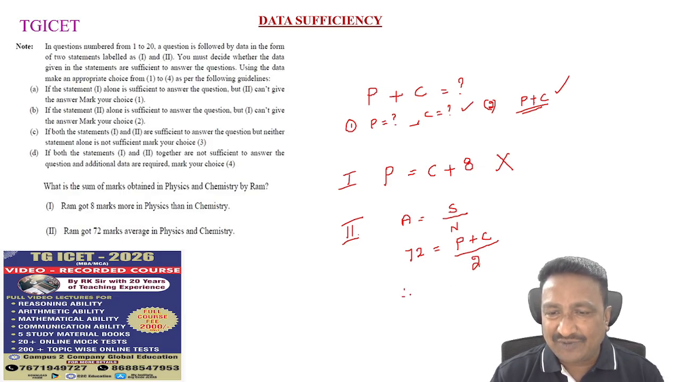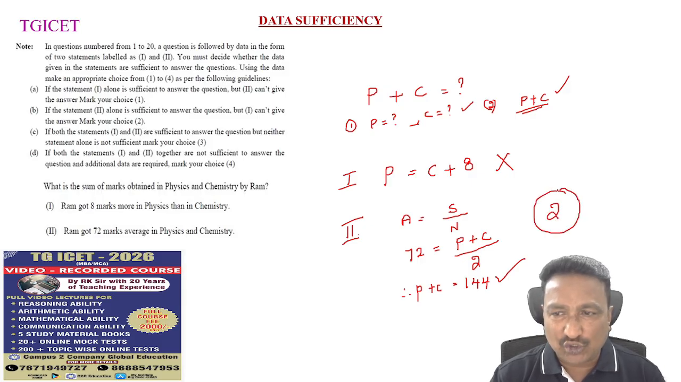So from this we can say directly P plus C is equal to 72 into 2, which is equal to 144. So that means according to second statement we can say the total number of marks in physics and chemistry is equal to 144. So according to second statement we can answer this question. So answer for this question is second choice.